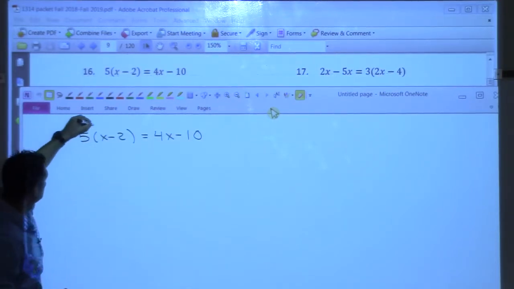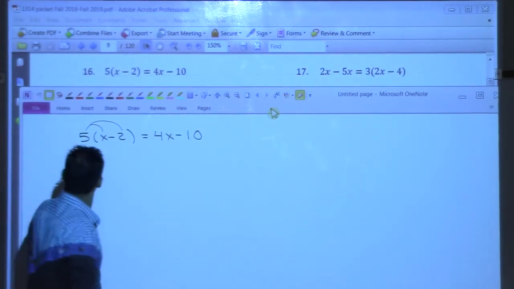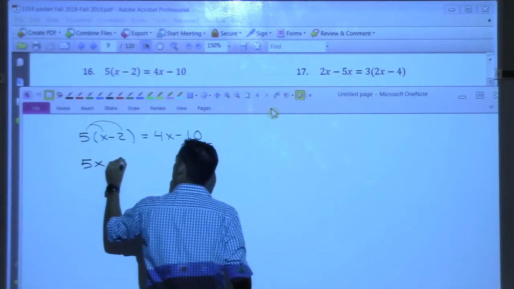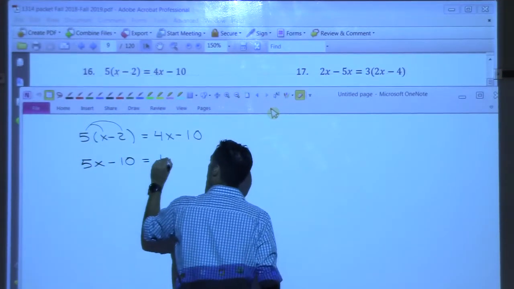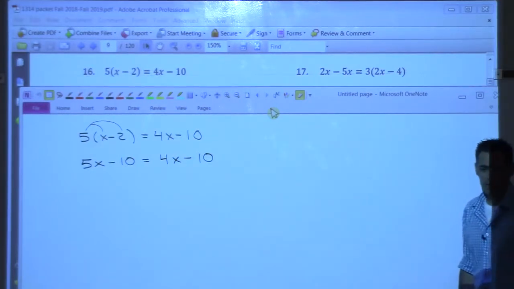And to remove parentheses means we have to distribute. So you want me to multiply my 5 through the parentheses like that. Good. That'll be the first step. So what would you get if we distributed? 5x minus 10. 5x minus 10 equals 4x minus 10. Okay. All right, good. You want to keep going?